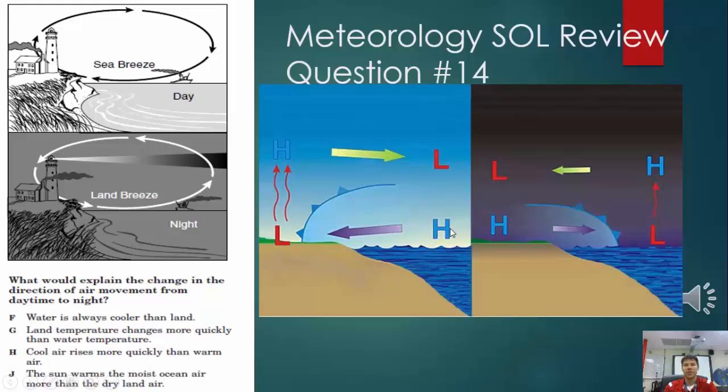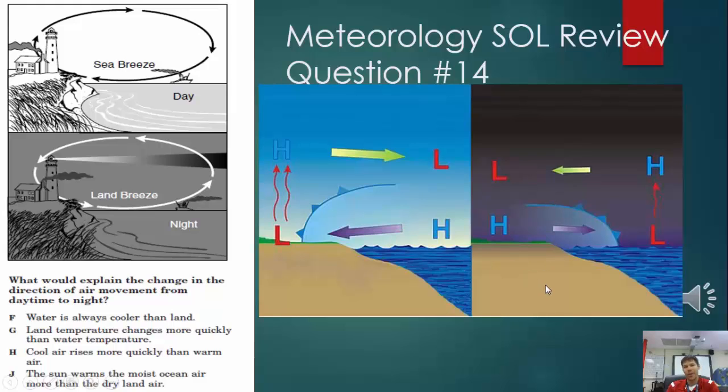That area of low pressure is going to quickly get filled from the area of high pressure, because air always moves from high pressure to low pressure. So we're going to create this situation where we have air coming from the water to fill this area of low pressure, and it goes around and around.